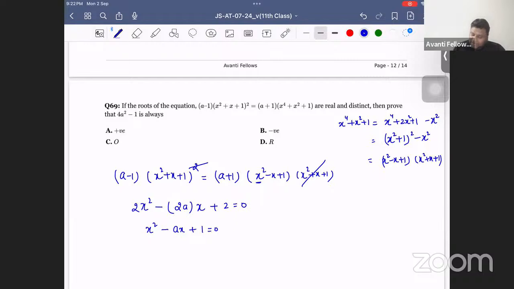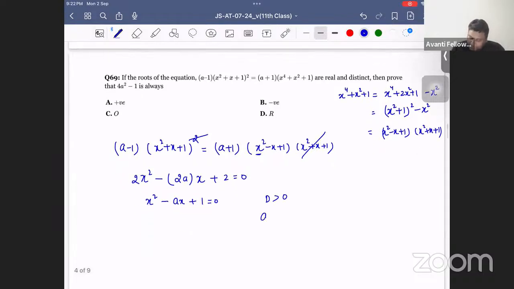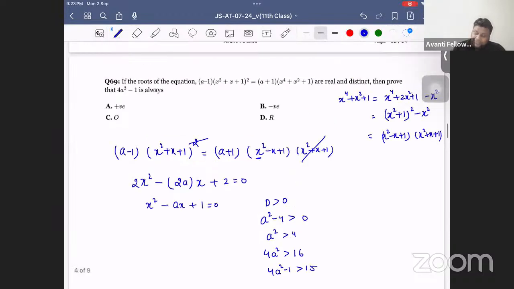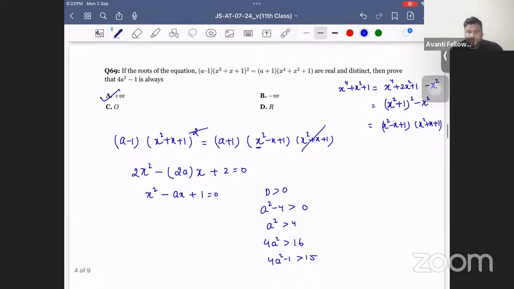Now if they are having real and distinct roots, D is definitely more than or equal to 0. Means a square minus 4 is more than or equal to 0. Means a square is greater than 4. So 4a square is greater than 16. So 4a square minus 1 is greater than 15. That means it is always positive. All right.